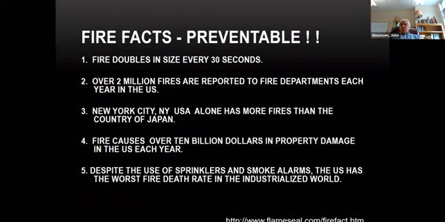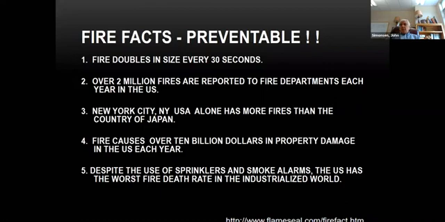So this is not really about wood in particular, but just some interesting facts about fire to make people more aware of how dangerous it can be. The U.S. has the worst fire death rate in the industrialized world. New York City alone has more fires than the whole country of Japan, right?